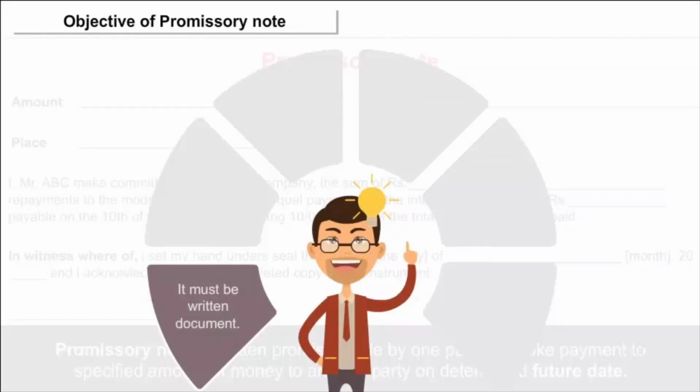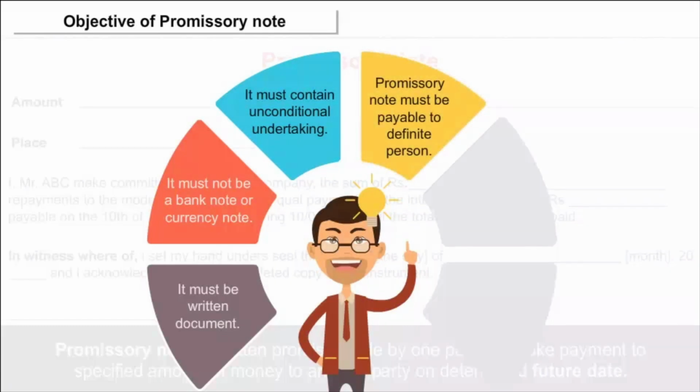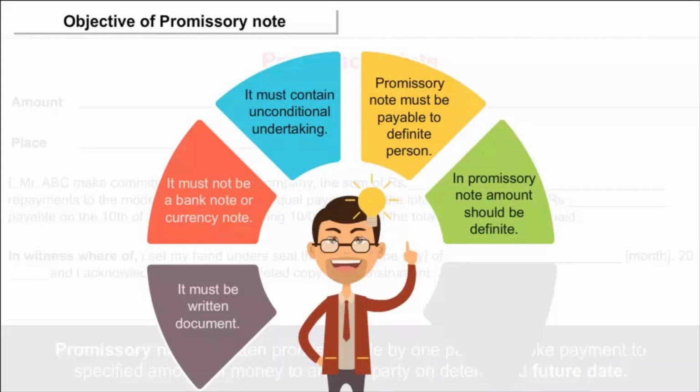It must be a written document. It must not be a bank note or currency note. It must contain an unconditional undertaking. A promissory note must be payable to a definite person. In a promissory note, the amount should be definite. It needs to be signed by the maker of the note to make it valid.